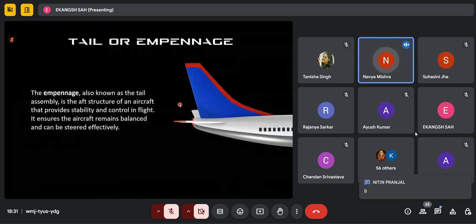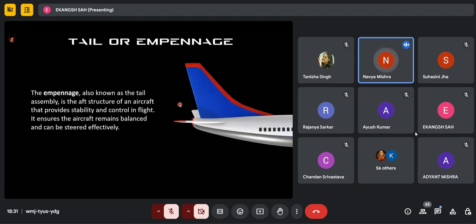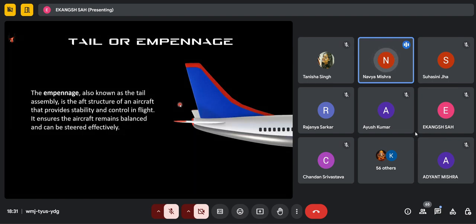Next slide. Now the other part is the tail. The tail is also known as the empennage, and the main function of the tail is to provide stability, balance, and control in flight. Further, we'll discuss its other parts.